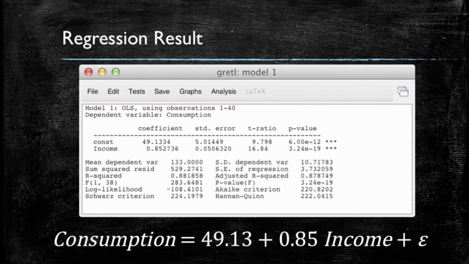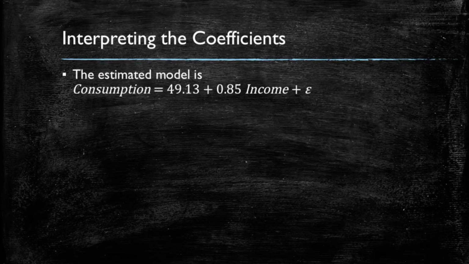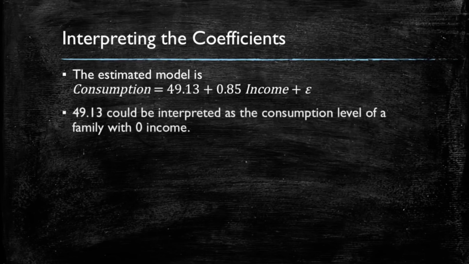Now, what do these numbers mean for our model, which tried to see how income explains consumption? Remember, our model is this one right here. Now let's start with 49.13. If income were 0, consumption would take this value, and consumption would be 49.13. So using this, we could interpret the intercept as the consumption level of a family with 0 income.